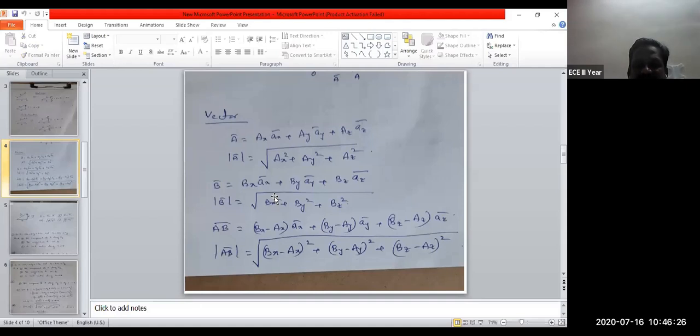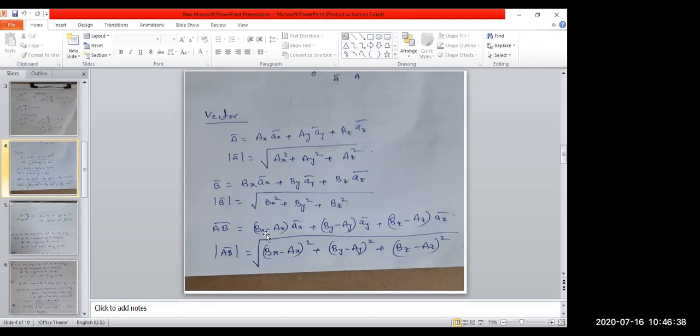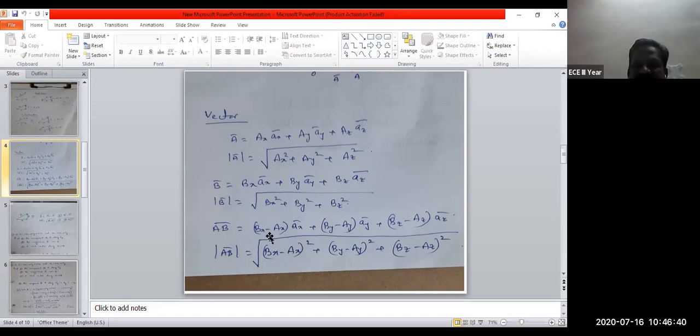Till now we have seen the magnitude of A bar and the magnitude of B bar only. Then how do you get the magnitude of AB bar? Same thing: under root of the square of the magnitude of each component. The X component is BX minus AX. So under root of BX minus AX whole square plus BY minus AY whole square plus BZ minus AZ whole square. This is how you find the vector values and magnitudes of a single vector or of two vectors, meaning a vector starting from the origin or a vector starting from one point to another point. So this is the analysis, right?